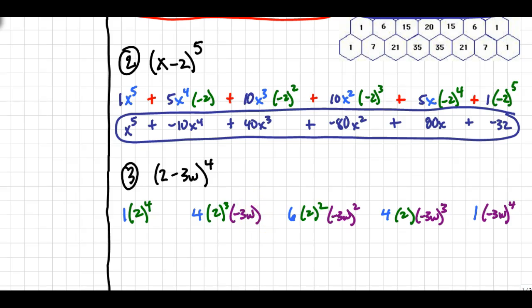Then I go through and just add in plus signs in between all the terms. And now I'm going to simplify. 2 to the 4 comes before multiplying by 1, even though 1 doesn't change anything. So here I get a 16.